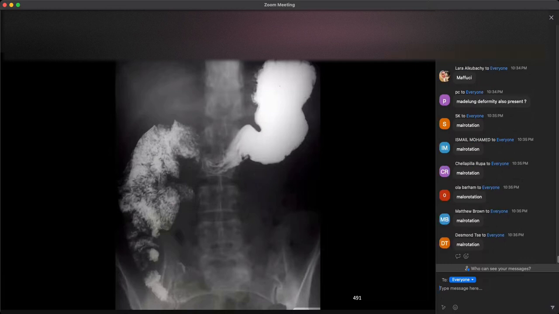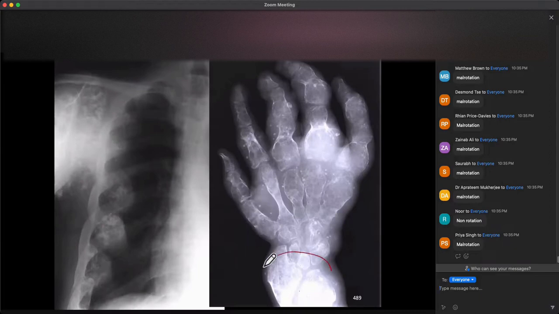Yeah, so while you're looking at this, somebody's correctly pointed out this patient's got Madelung deformity, which is part of Ollier's disease or Maffucci syndrome. Well done. And these are enchondromas.